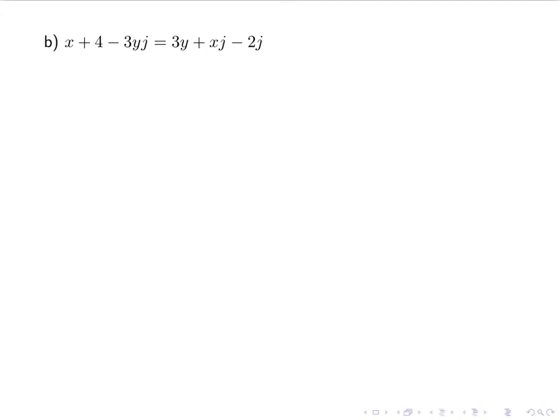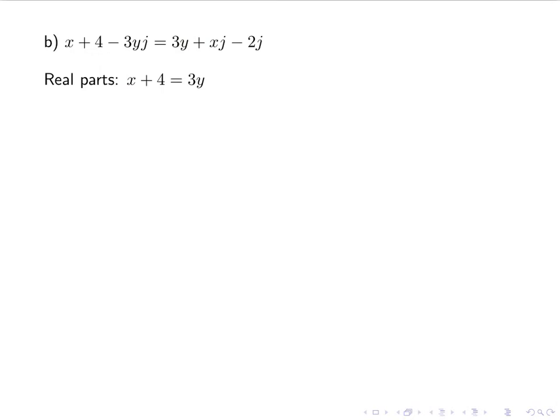Usually they'll be a little bit harder than that, so let's try x plus 4 minus 3yj equals 3y plus xj minus 2j. So then we're going to set up the reals equal to the reals, the imaginaries equal to the imaginaries. For the real part, on the left-hand side, everything that doesn't have a j is the real part, so it's x plus 4. On the right, the part that doesn't have a j is 3y. So x plus 4 will be 3y, and that's the real part.